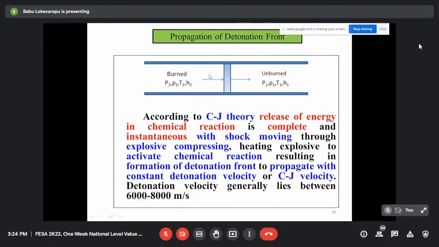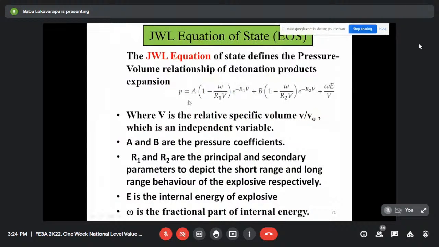And here you see this propagation, burned and unburned. The burned properties are pressure value, density, temperature, enthalpy. Unburned: pressure value, density, temperature, and enthalpy. Okay, so this is the propagation of the detonation front. And also the JWL equation of state. For this analysis, we have used the JWL equation of state.